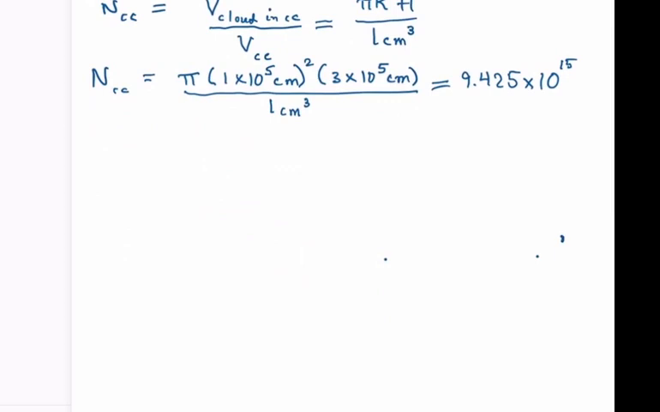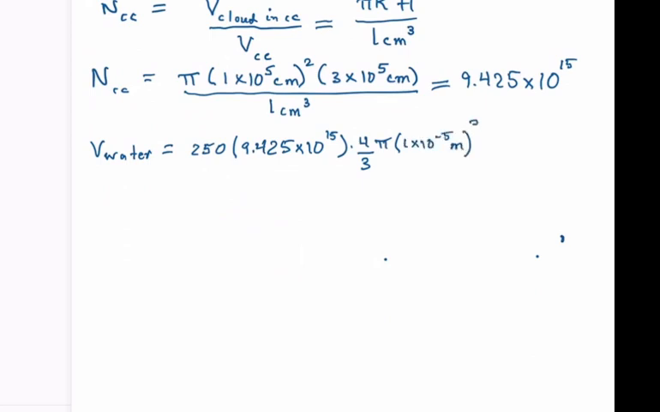Now I'm ready to work out the volume of water. It is, using my word formula, the number of drops, 250, times the number of cubic centimeters of cloud material, 9.425 times 10 to the 15, times the volume of one drop, 4/3 pi, times the radius of a drop, cubed. 1 times 10 to the minus 5 meters cubed.